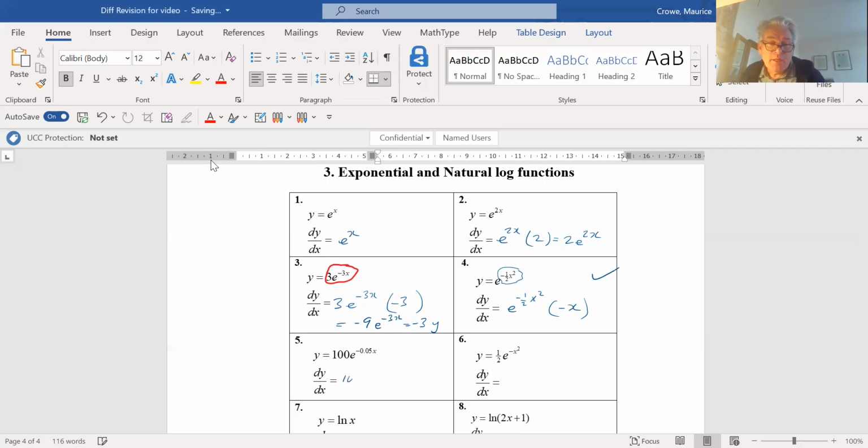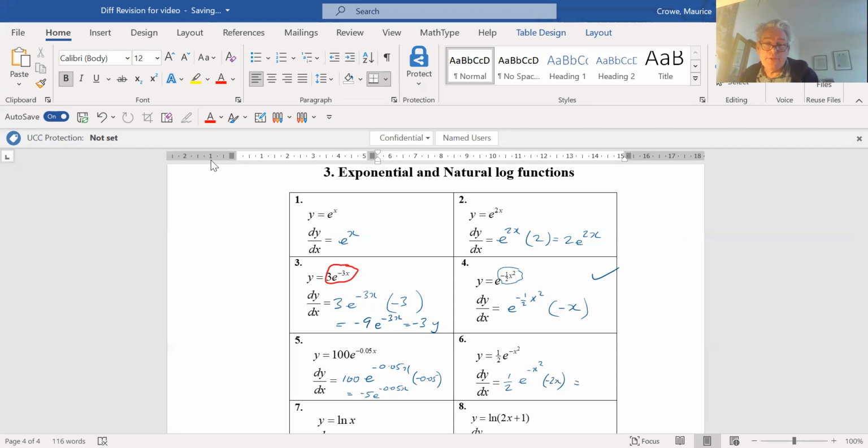This one here then, keep the 100. E to the goes right back to the same thing, but you're multiplying now by the derivative of the power, which is minus 0.05. Okay, and when you multiply 100 by 0.05, what do you get? You actually get minus 5. Okay, so there's your answer, minus 5 e to the minus 0.05x.